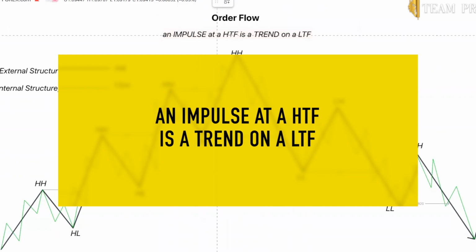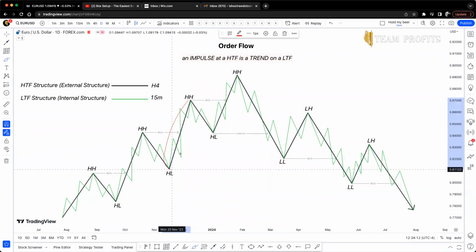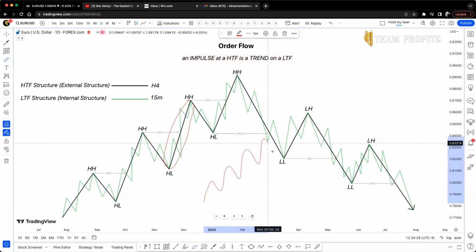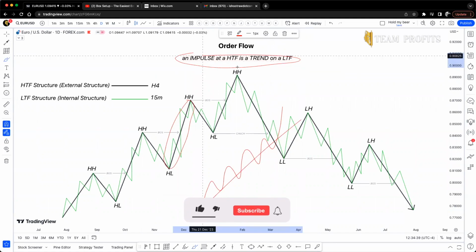An impulse on a higher time frame is a trend on a lower time frame. This entire impulse that we had on H4 is maybe two or three candles if the price is pushing up. But on a 15-minute time frame, it's going to look like a nice trend. Maybe not that nice, but it's going to look like a trend. We do have a small trend here on the lower time frame. So an impulse on a higher time frame is a trend on a lower one.